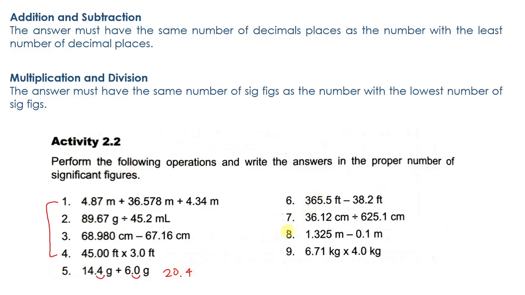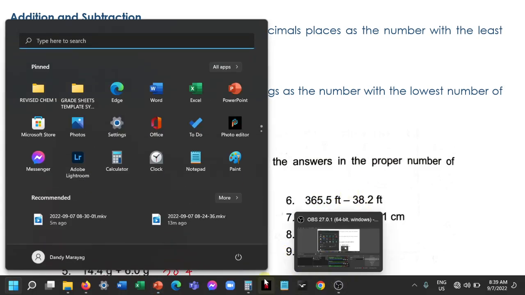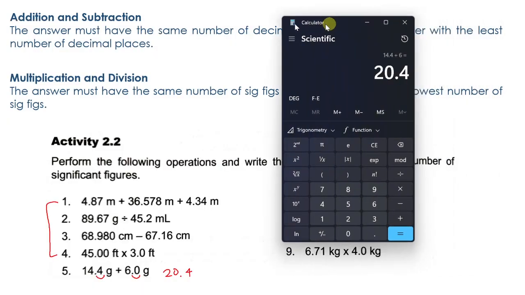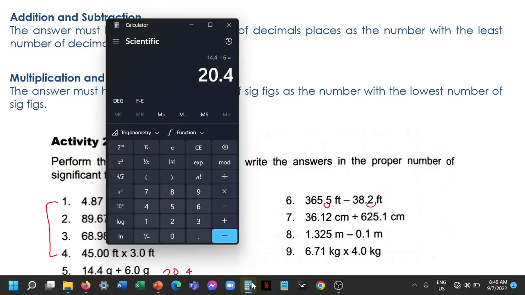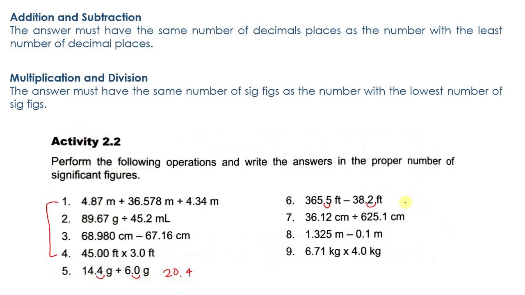Let's go to number 6. 365.5 minus 38.2. I think this is also very easy, right? Because here they have the same number of decimal places: one decimal place, one decimal place. So the answer must have one decimal place when rounded. Right? So let's try to solve this one. 365.5 minus 38.2 is equal to 327.3.